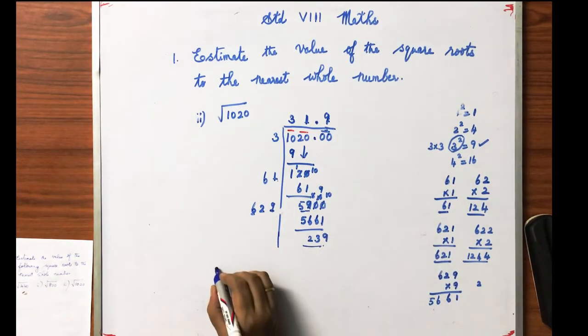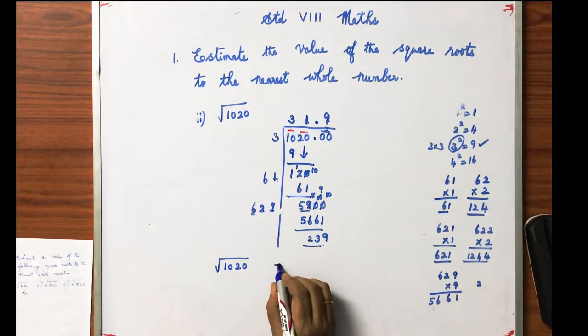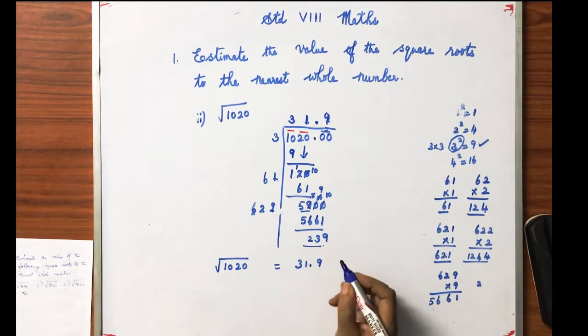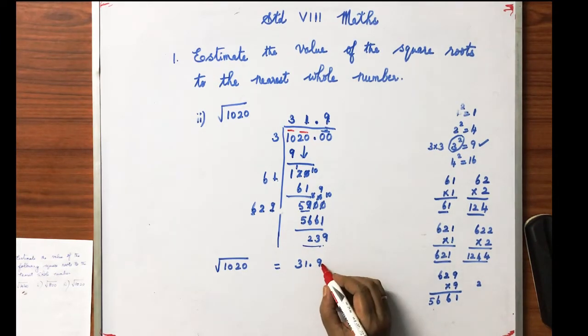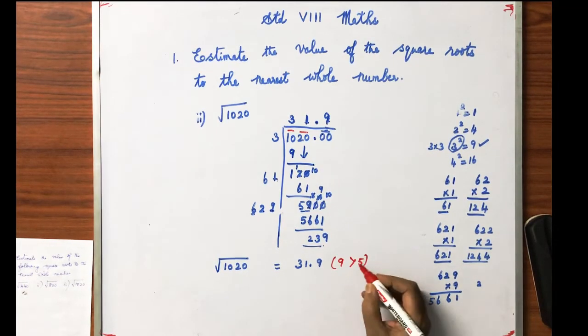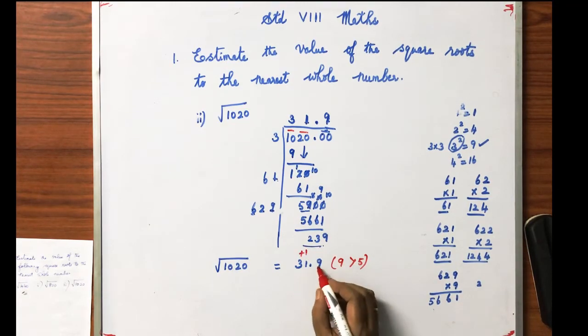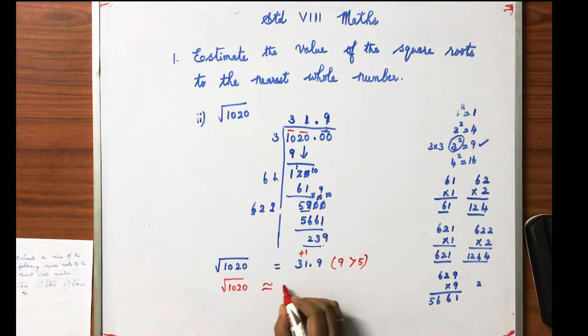Now what is the quotient we are getting? Square root of 1020 is equal to 31.9. And here also after the point we are having 9. The number is more than 5. 9 is more than 5. So we should add 1 with the whole number. So plus 1, this becomes 32. So square root of 1020 is approximately equal to 32.